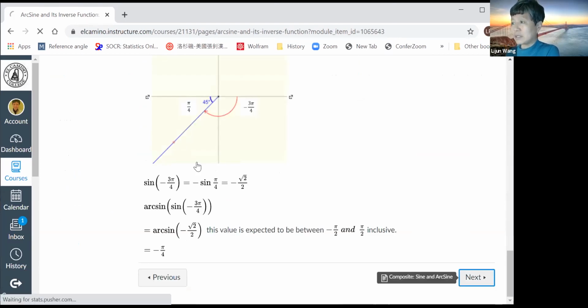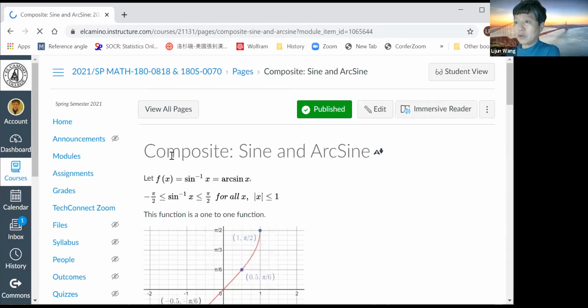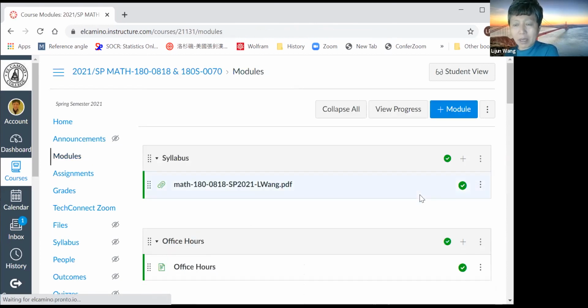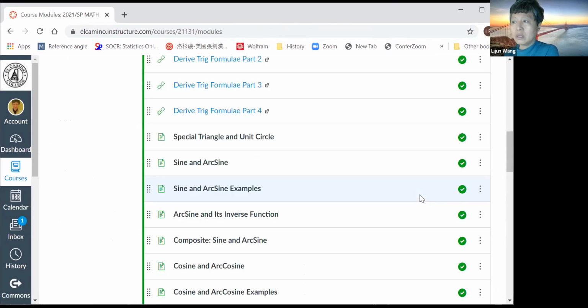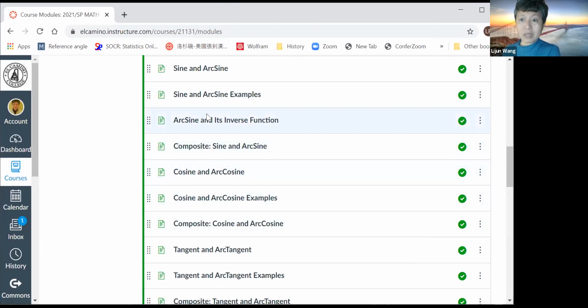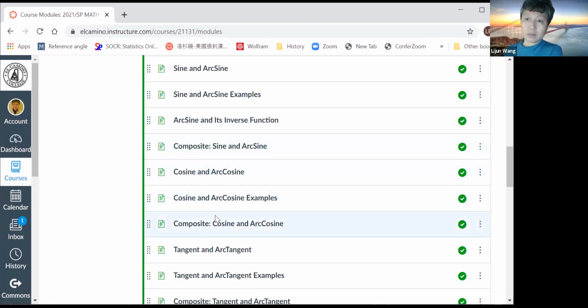And next, you can see it's going to be sine, arc cosine. You can go back to the modules. There's all these writings I have poured my time and energy into. So hoping that this is going to help you. But if you don't read them, it's certainly not going to help you. All of these you probably should read at least 3 times. If you think this is too brief, read a textbook.